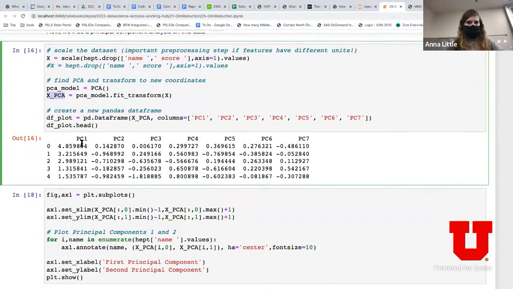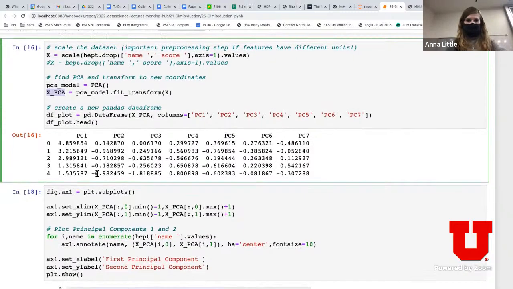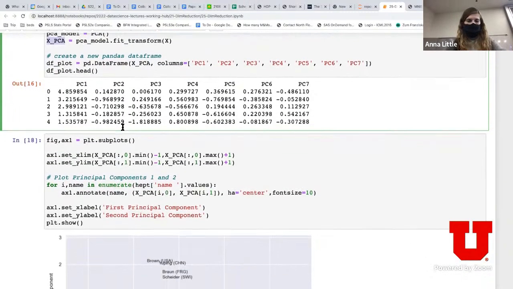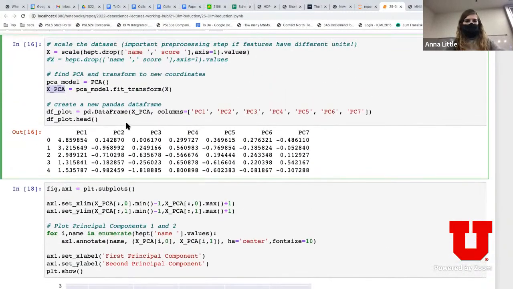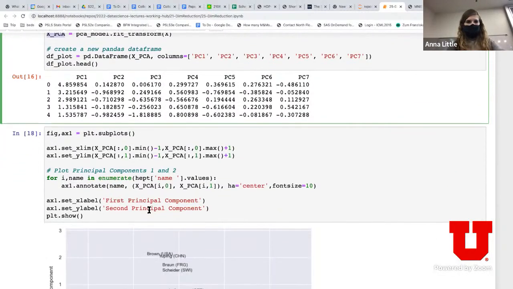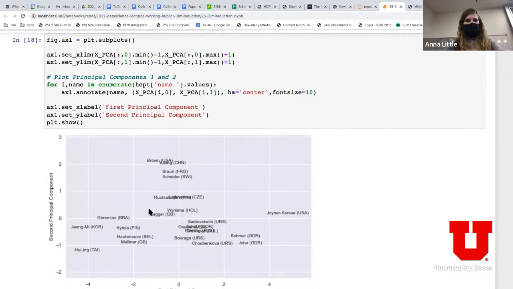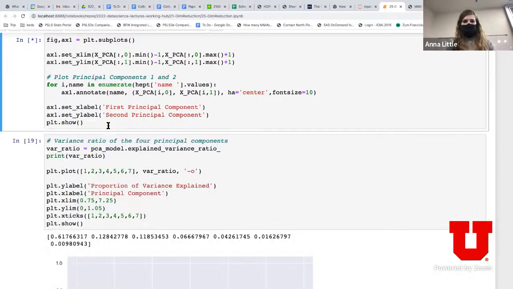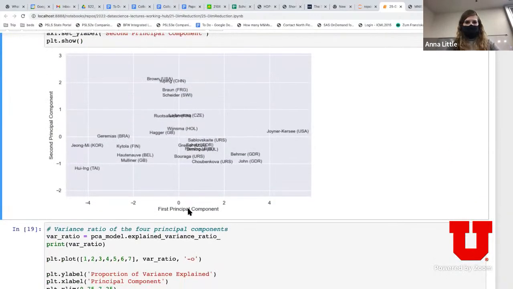And here we can take a look at what PC1, PC2, etc. are. Okay, so now we have our new coordinates, our PCA coordinates, and we can actually plot these and label them with the names of the athletes if we want to. So here's a plot of the first two PCs, and then just putting the athlete label on top, so you can kind of visualize that.